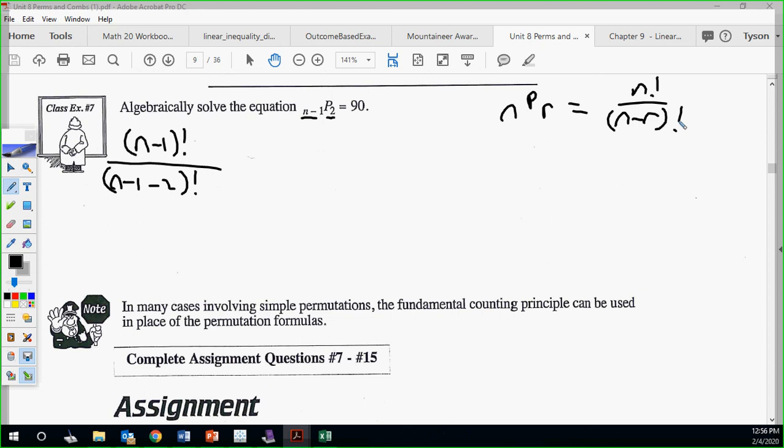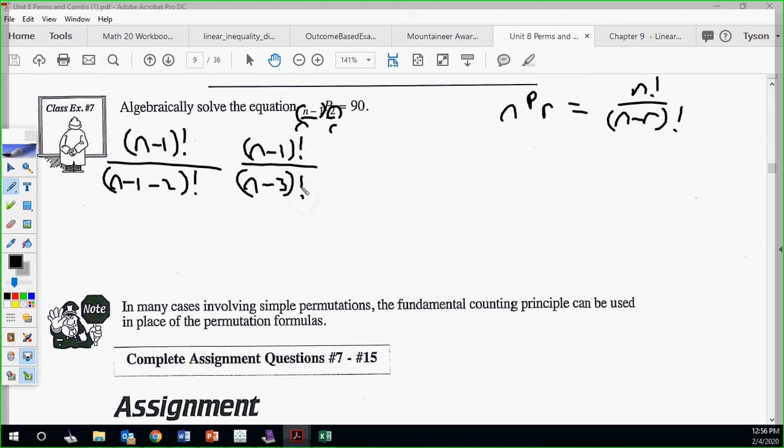So why is it n minus 1? Because that's n. This is n. This is r. Does that make sense? And so it looks messy on the bottom. We're just going to simplify it. So it's going to be n minus 1. We'll do the 90 in a second.